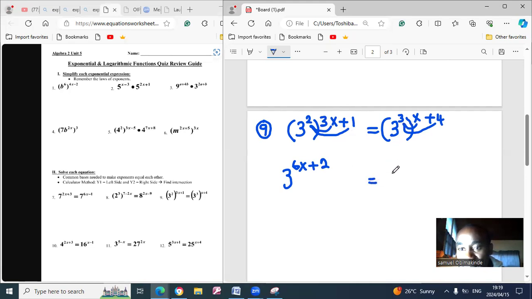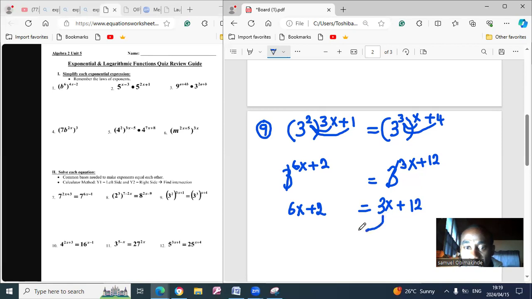Then we have 3, base 3. Then 3 times x will be 3x. Then 3 times 4 would be 12. So you can see now that the base is the same on both sides. So base 3 can cancel base 3. You are left with 6x plus 2 equals 3x plus 12.